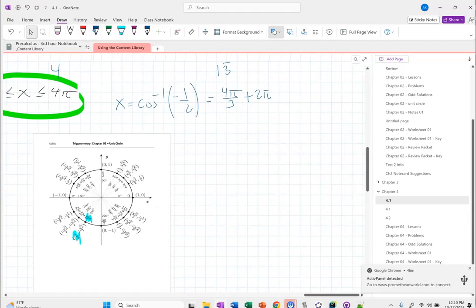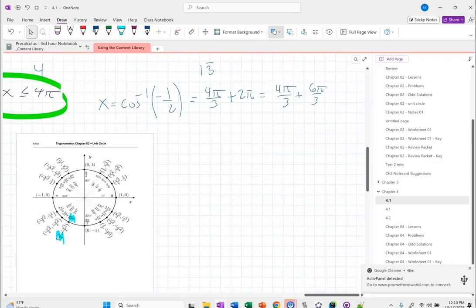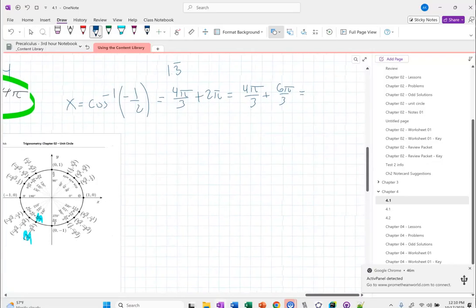Now to add 4 pi over 3 and 2 pi, what do I need? Common denominator. What would that common denominator be? 3. So 2 pi becomes 6 pi over 3. And 4 pi plus 6 pi is 10 pi over 3. And that's like 3.3.